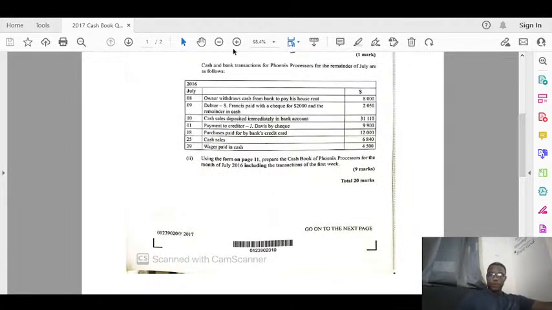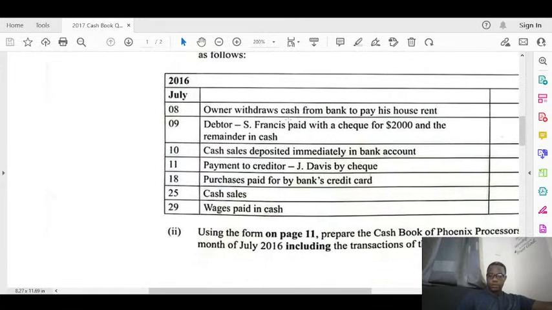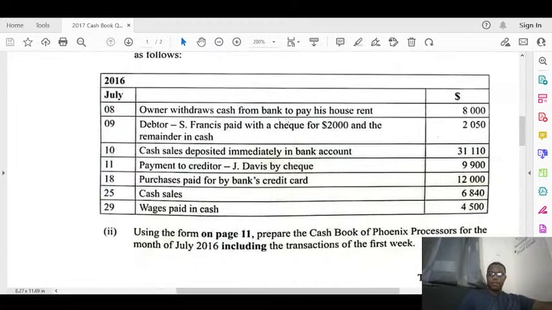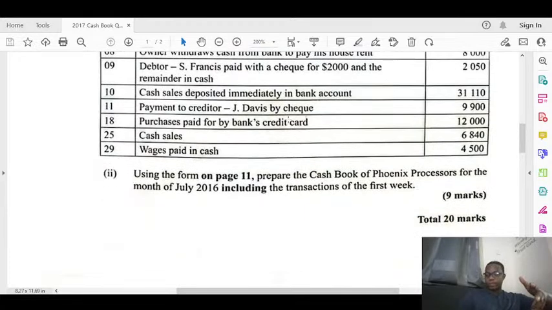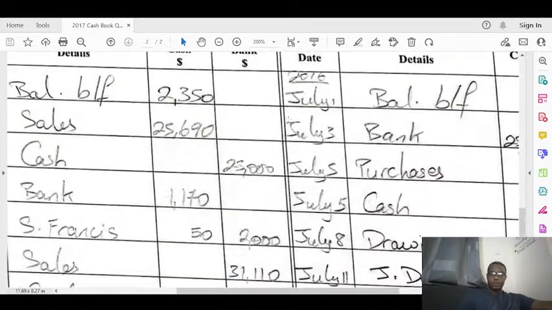They say use the form to prepare the cash book of Phoenix Processors for the month of July 2016, and you should include the transactions in the first week, and that's 9 marks. So this whole little part right here is 10 marks, 10 out of the 20. So you would want to check it out. Very important. So let us look at the cash book.